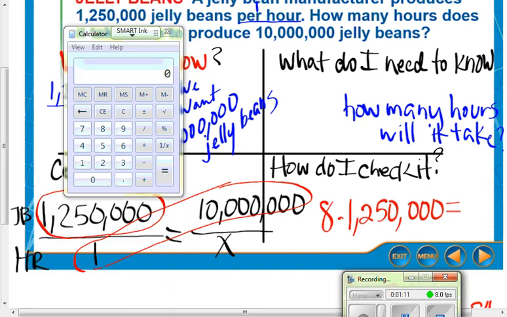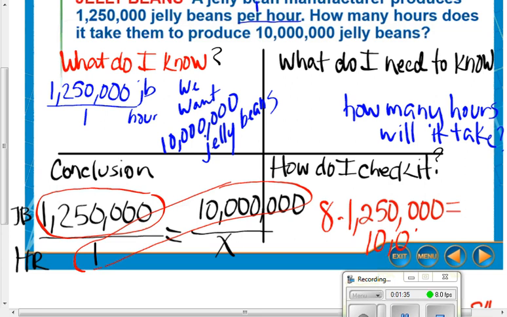So here's my basic 4-function calculator. I'm going to put that in, 8 times 1,000, I'm sorry, 1,250,000. And ladies and gentlemen, we get 10 million. Okay. So it did pan out and it works.